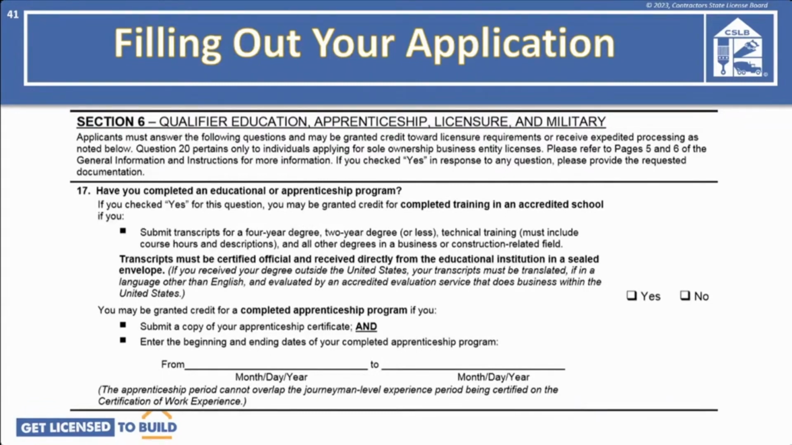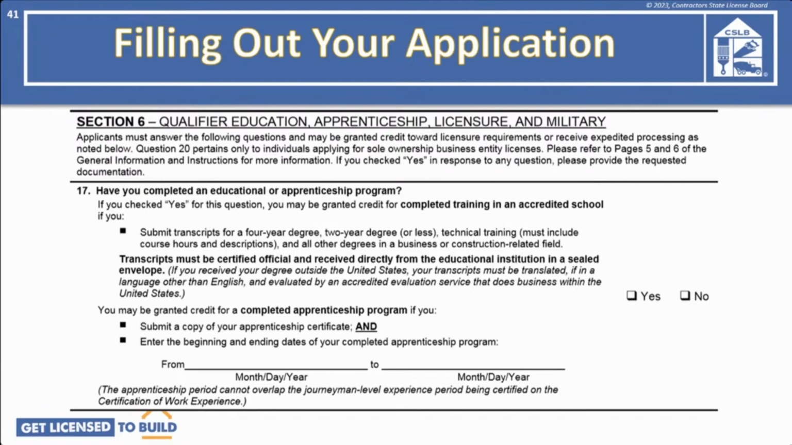Question 17 asks you if you have completed an educational or apprenticeship program. You will need to submit official sealed transcripts if you would like to be considered for this credit. If you attended formal training or an apprenticeship program, you will need to provide a certificate of completion. Get those sealed transcripts mailed to you, then include the sealed transcripts with your application packet. Do not have the program send transcripts directly to CSLB. You don't want to take a chance that we're not able to match them up with your application.